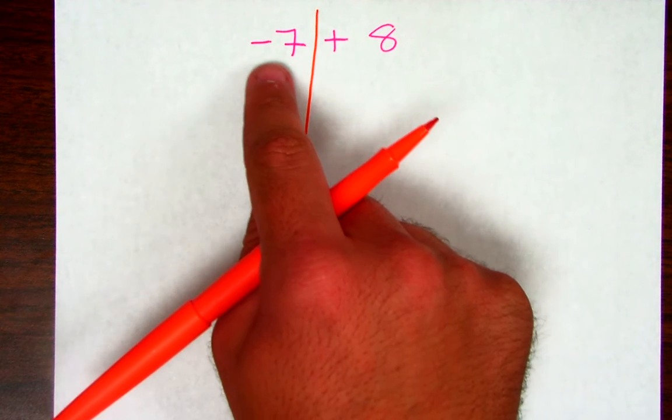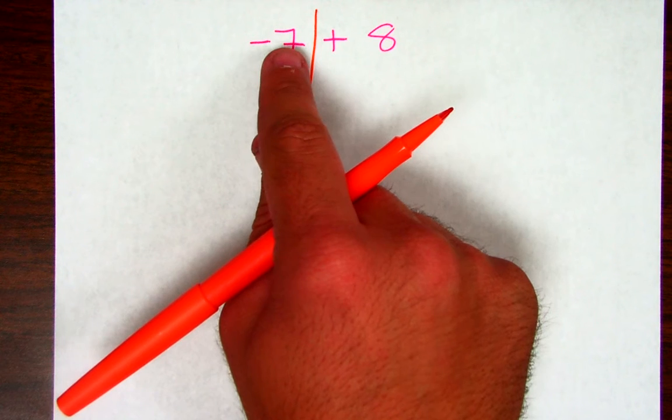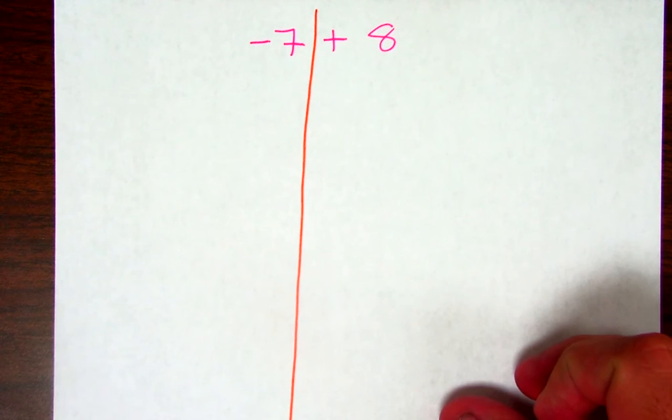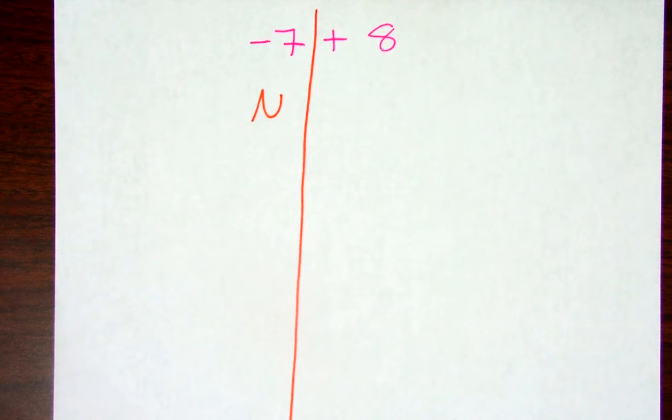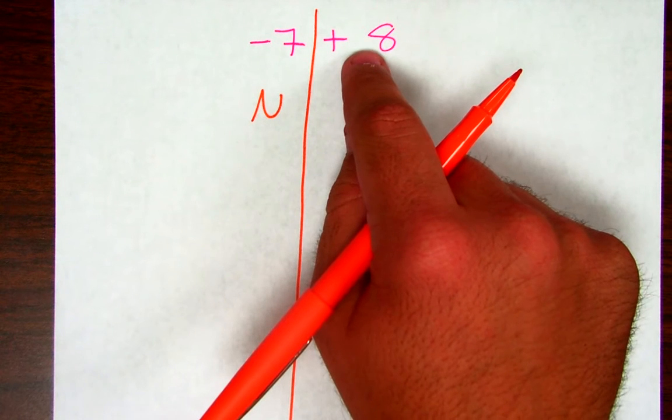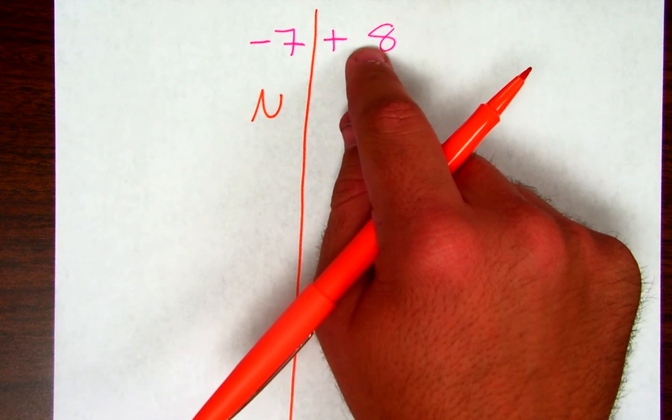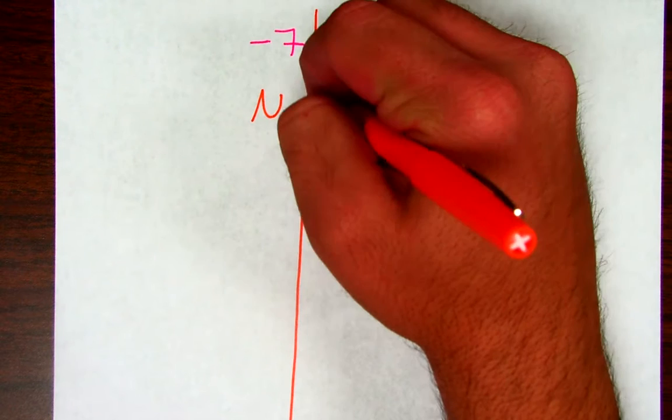On this first side, I have negative 7. So I have 7 people that have negative attitudes. I'm going to label that with the letter N. On the flip side over here, I have 8 people with positive attitudes. So I'm going to label them with the letter P.